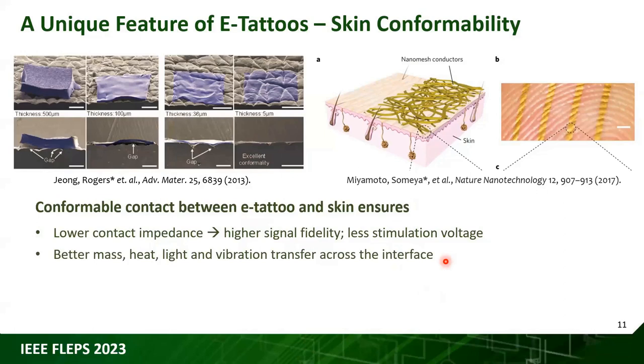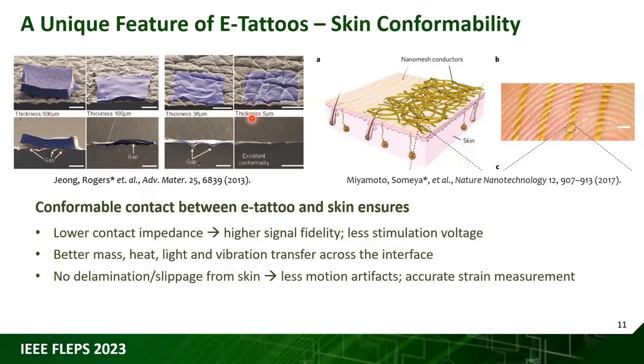Second, across this kind of large contact interface, we can have much better, not just the electrical signal, but also mass, heat, light, and vibration transfer across the interface, compared with this kind of limited contact interface. And also, this interfacial adhesion is usually not enhanced. You can if you need to, but even if it's just a natural van der Waals adhesion, if you have an ultra thin and ultra soft device, according to fracture mechanics, the driving force for delamination scales with the thickness and modulus of the thin film.